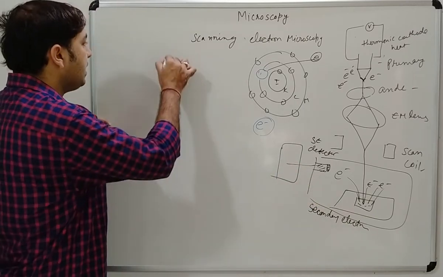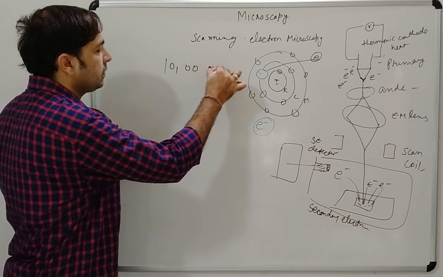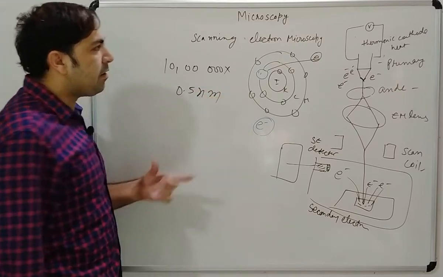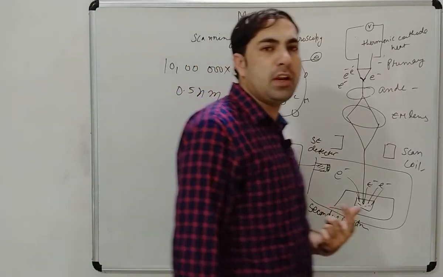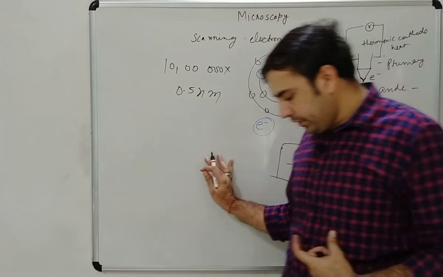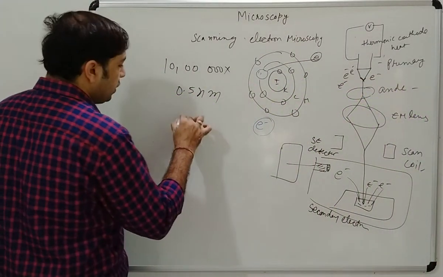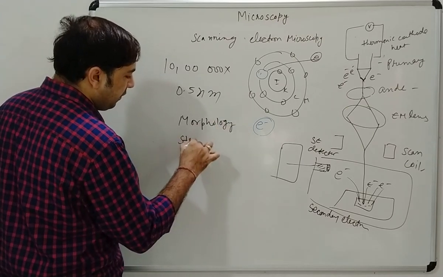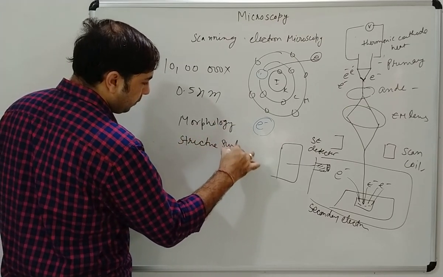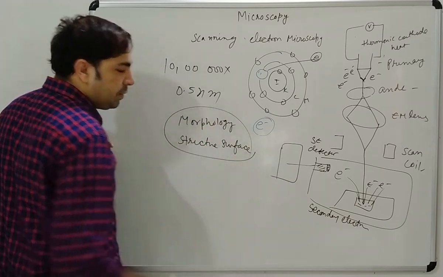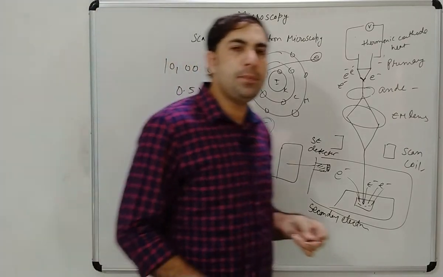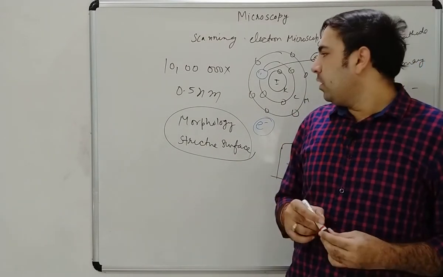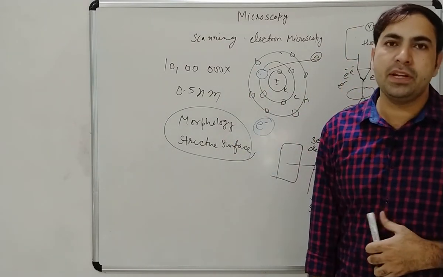Here also the magnification is the same, and the resolution is 0.5 nanometer. This is our scanning electron microscopy, transmission electron microscopy and optical microscopy, friends. You have to remember its use is for morphology, structure and surface study. This is mainly used in polymer blends, polymer composites, polymer nanocarbon, and elastomers like rubber with carbon blending. We see these from scanning, transmission and optical microscopy.